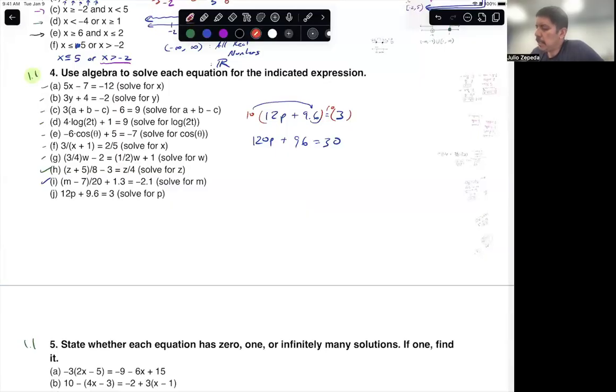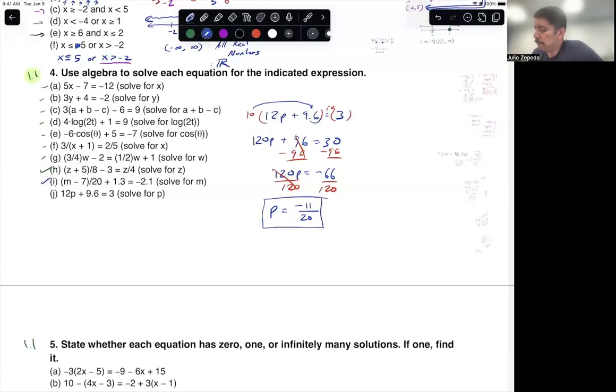I can subtract my 96. And so I get 120p equals negative 66. And then divide by 120. So p is equal to, these both have a factor of 6. So I'll divide by 6 on the top and bottom, negative 11 over 20.